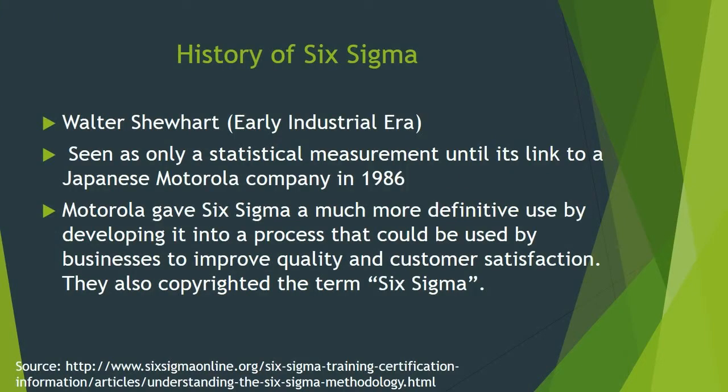The history of Six Sigma can be traced back to the early industrial era. Walter Shewhart discovered that 3 sigma deviations or more from the mean indicates a need for a process correction. Six Sigma was only seen as a statistical measurement until it was adapted by a Motorola company in the 1980s. Motorola gave Six Sigma a much clearer definition by developing it into a process that could be used by businesses to improve quality and customer satisfaction. The company also copyrighted the term Six Sigma.